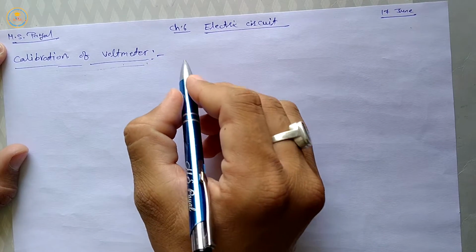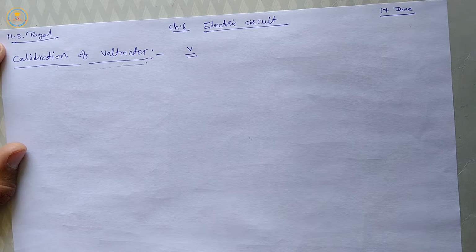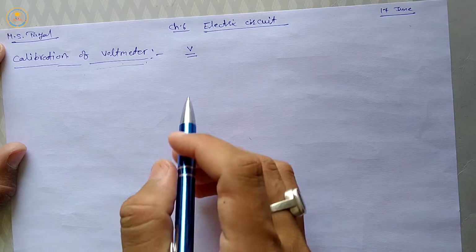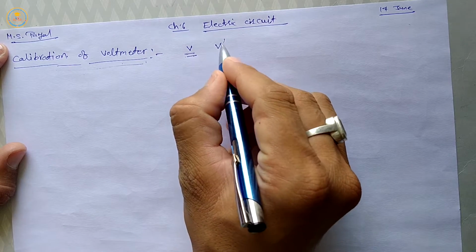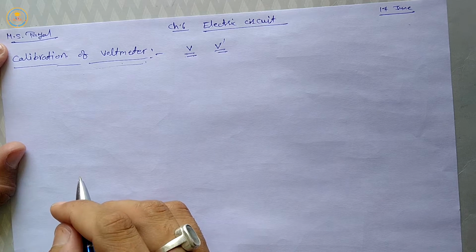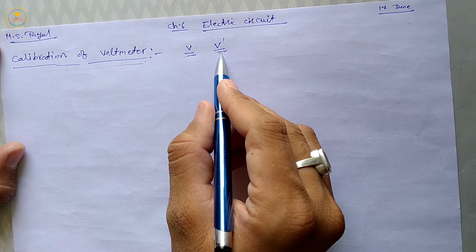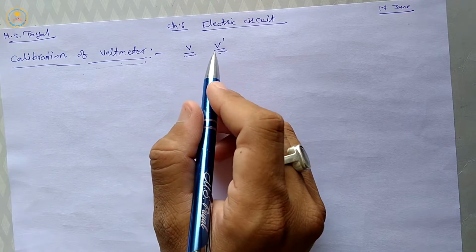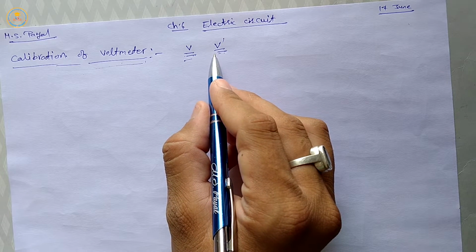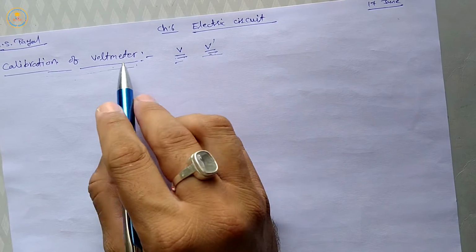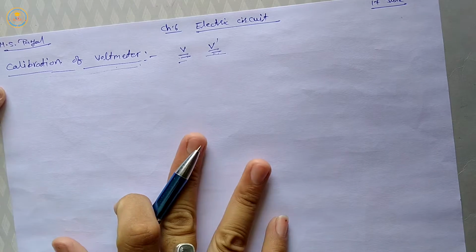Again, this is the errorful observation of a voltmeter of a potential difference, and this is the exact observation of a potential difference by the help of a potentiometer. Then checking the error of observations of voltmeter by the help of a potentiometer is known as calibration of voltmeter. Okay, this is the calibration of a voltmeter.